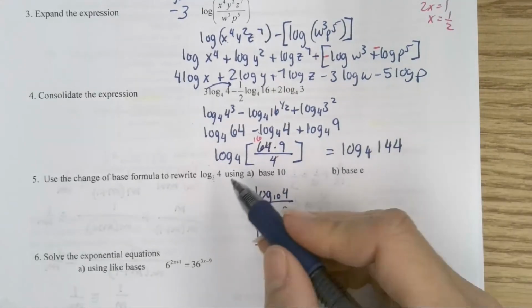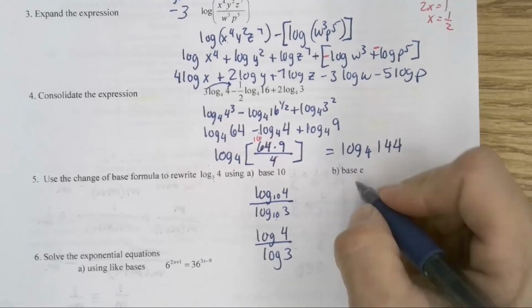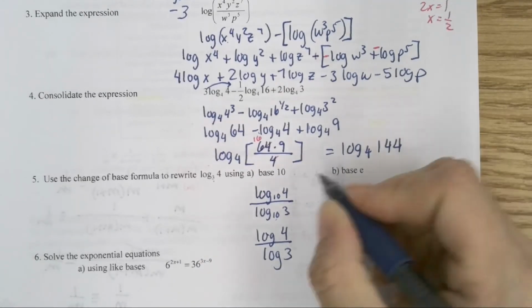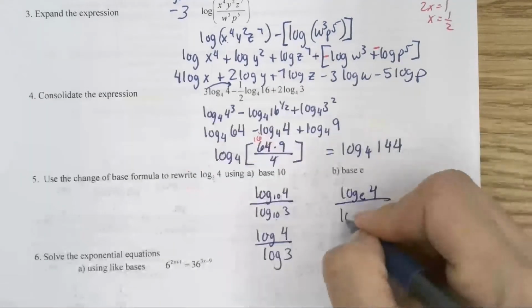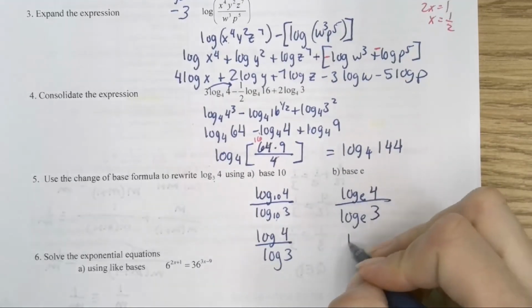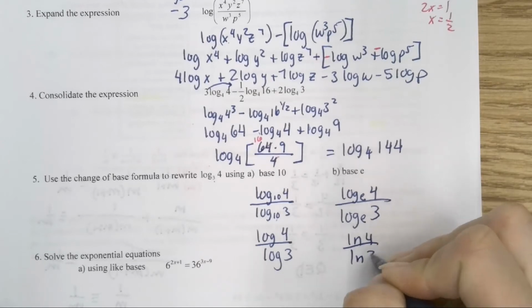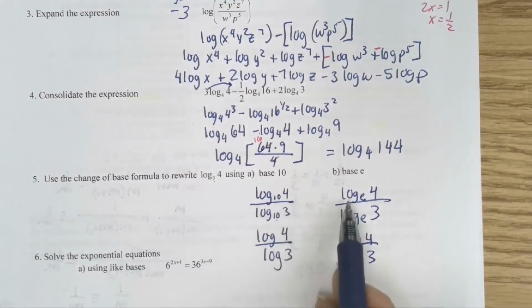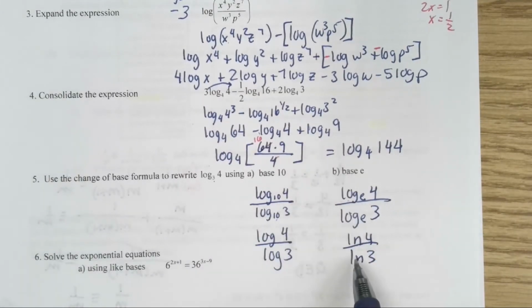If you were trying to rewrite that expression with a base e, that's a log base e of 4 over a log base e of 3. And obviously, a log base e is really an ln. So ln of 4 over ln of 3. I would not normally write that step. I would just hop straight to my answer on that.